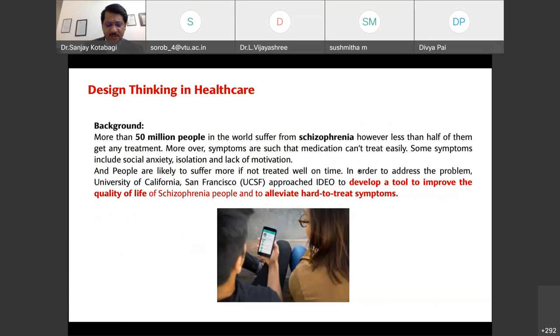So like this, there are many examples in healthcare also. This is, again, a good example about people who are suffering from schizophrenia. There they need a lot of social connect, because the symptoms include anxiety, isolation, lack of motivation. So it is not possible to treat only with medicine. They need a lot of social networking through which people with similar problems can share their pains. At the same time, other people can suggest remedies or really help them to come out of that particular situation. So they developed a solution for this.